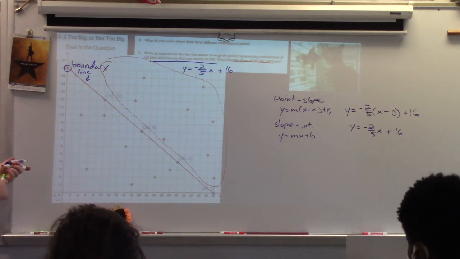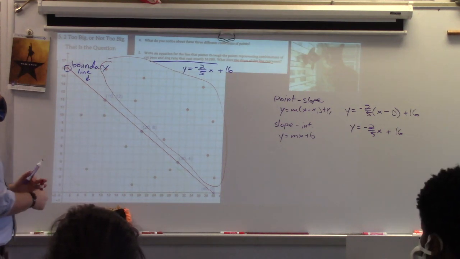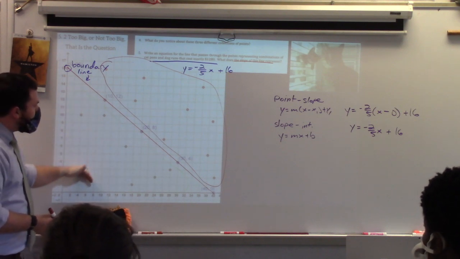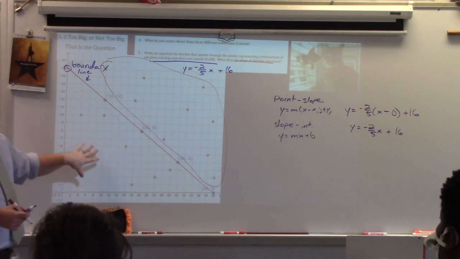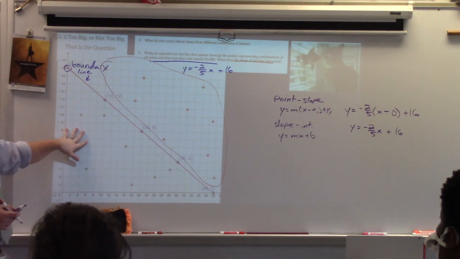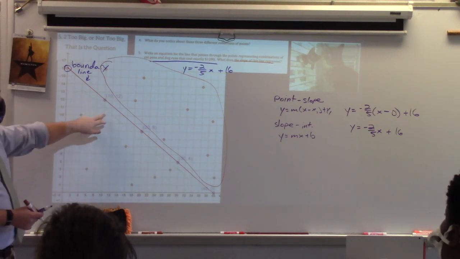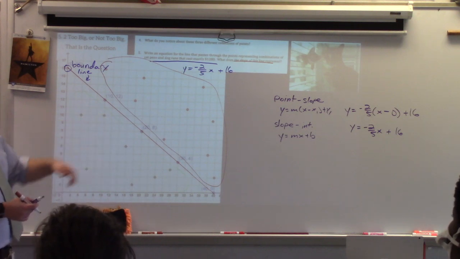That green does not show up well, but we need to recognize that all these points that were below the line were not too big. They worked for the constraints. Again, even if it was really close, it still was less than, so it was okay.